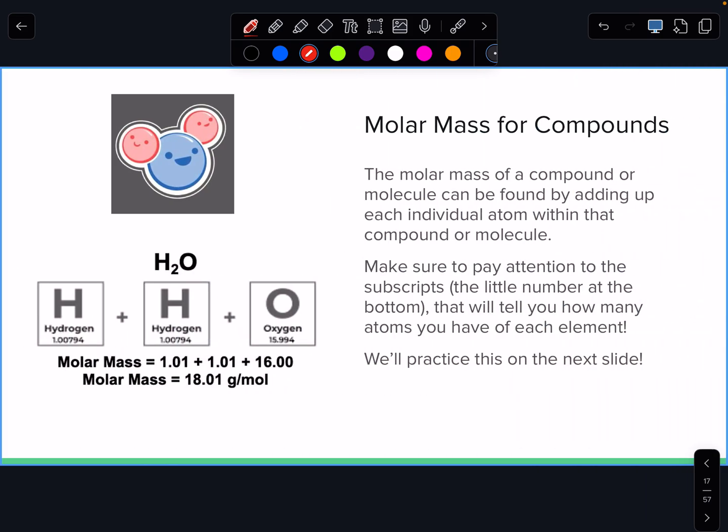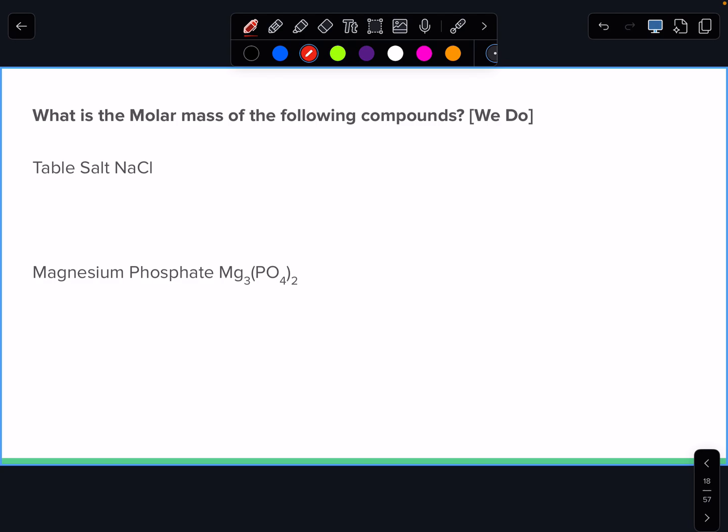Now, the only added step to this is when it's not an element, but it's actually a compound. So, for example, water, right? Water is H2O. It's not directly on the periodic table, but it's made up of pieces that are. So we just have to add those pieces together, right? So remember, the subscript here means you have 2 of those, and then plus 1 of those. So the total molar mass of water would be 18.02 grams per mole. Okay? Let's try a few problems together, and then I'll have you try some on your own.